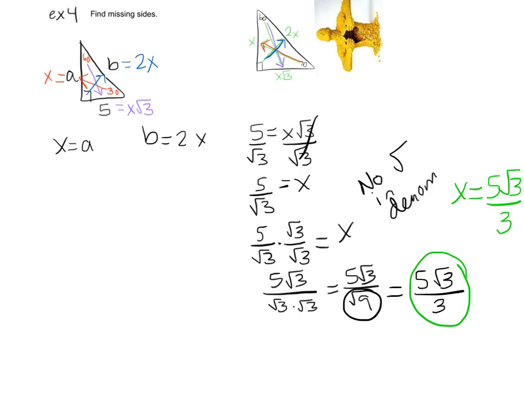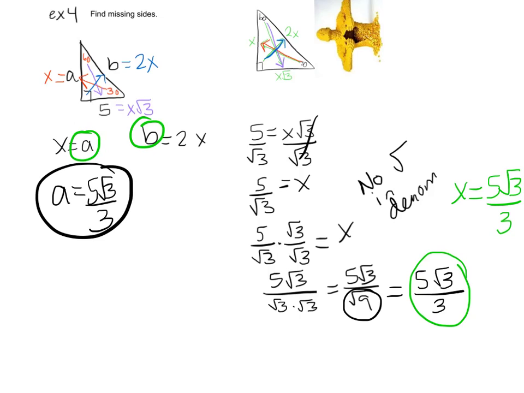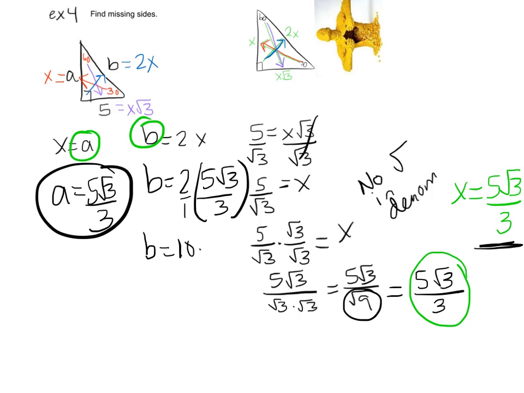So now can we find the sides? Can I find A? Can I find B? Well, A is easy. A is x, and x is 5 square root 3 over 3. That's from here. But how will I find B? Well, B is 2 times 5 square root 3 over 3. It's 2 times my x value. So I'm just going to multiply across, same as 2 over 1. I'm going to get 10 square root 3 over 3.